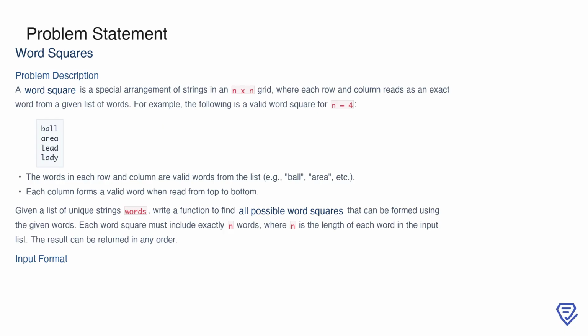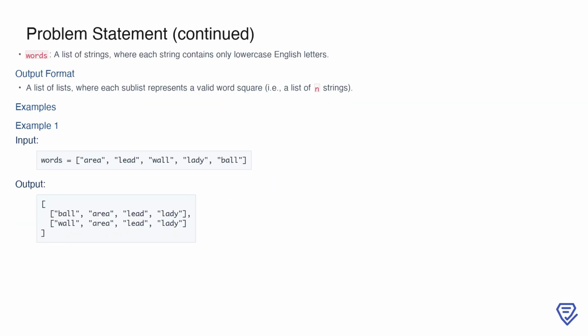Each square must include exactly n words, where n corresponds to the length of the words in the input list. The order in which the results are returned doesn't matter, as long as we identify all valid combinations. The input will be a list of strings, where each string consists only of lowercase English letters. In terms of output, we need to return a list of lists. Each sublist represents a valid word square, with exactly n rows, each containing n characters.